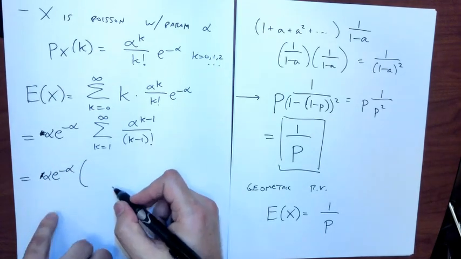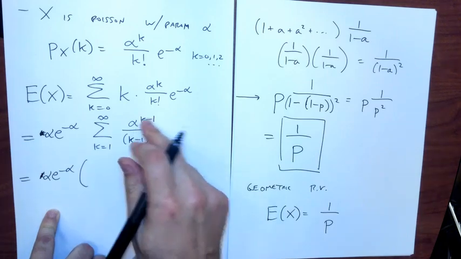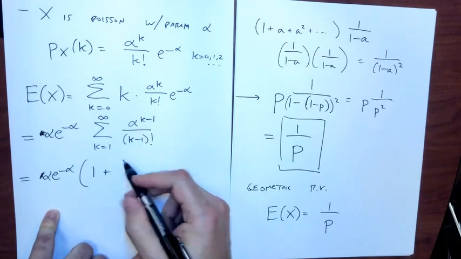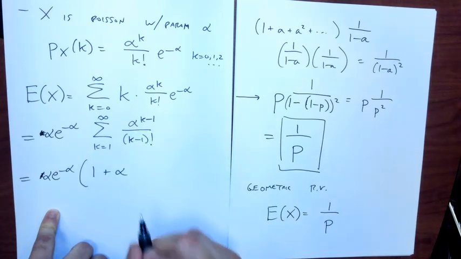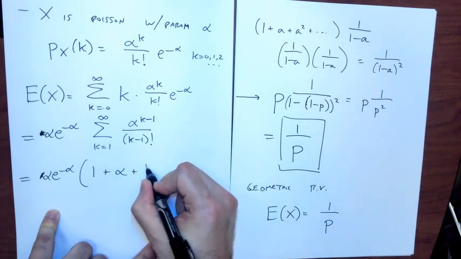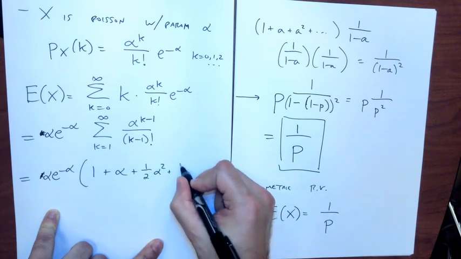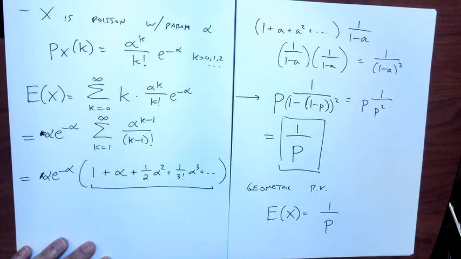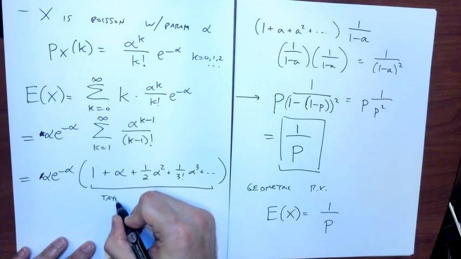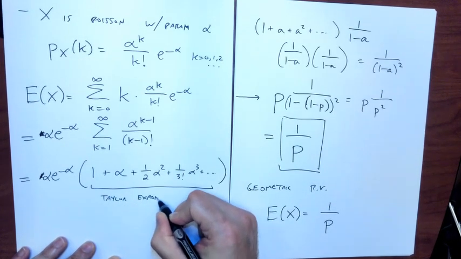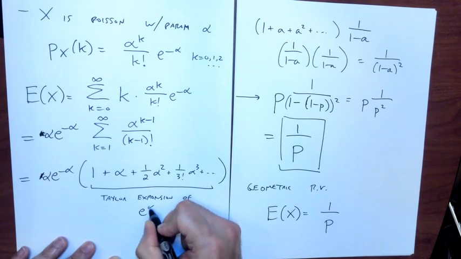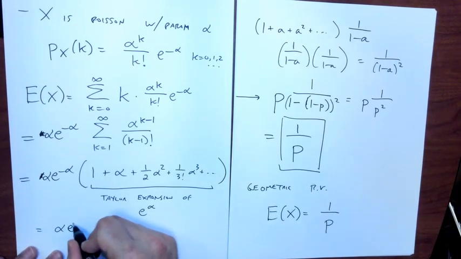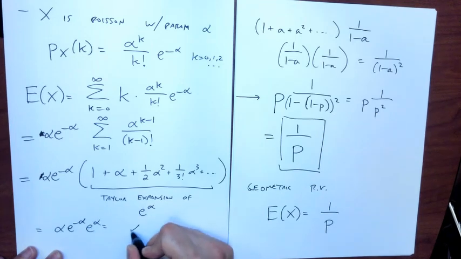So now what I have inside the sum, when k equals 1, I have alpha to the 0, which is 1. When k equals 2, I get alpha by itself. When k equals 3, I get 1/2 alpha squared. Then I have 1 over 3 factorial alpha cubed plus dot, dot, dot, right? Now this here, in the midst of your calculus memory, should register as the Taylor series for e to the alpha, right? So this is basically just like the Taylor expansion of e to the alpha. And so what I have is alpha e to the minus alpha e to the plus alpha, which is just alpha.